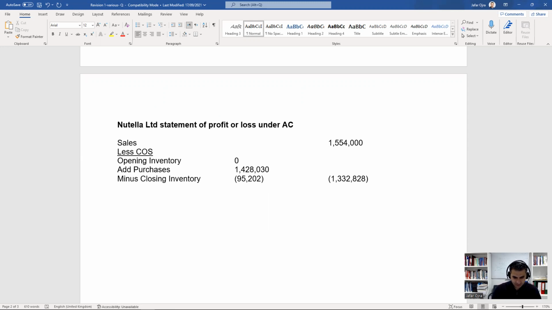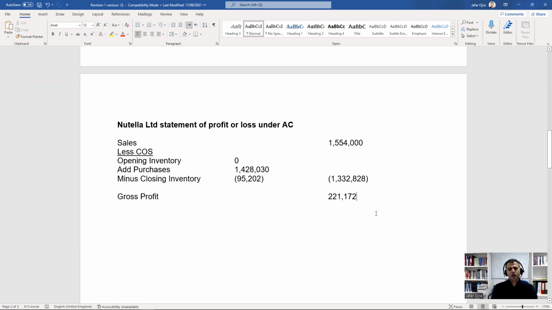Okay. And now gross profit. Gross profit equal. So 1,554,000 minus 1,332,828. That gives you gross profit of 221,172. So that's the gross profit.